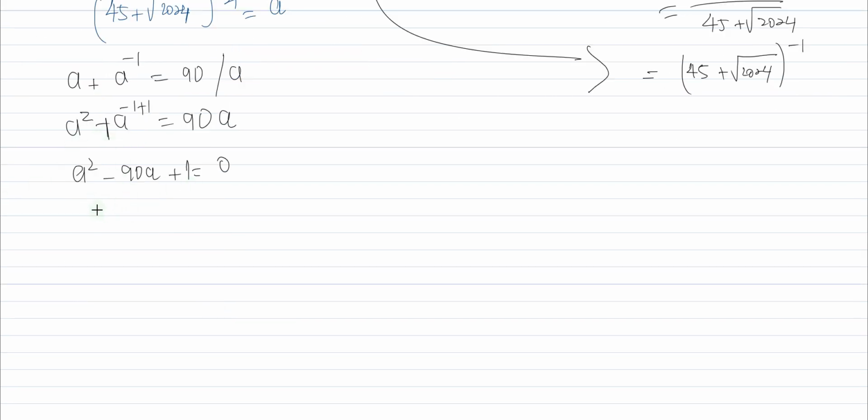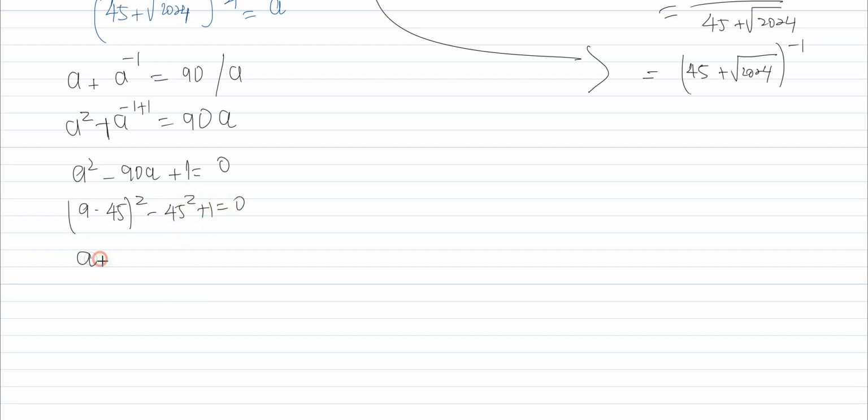So now to solve this, I'm going to complete this square. Completing the square, you just have to divide the value of b, which is 90, by 2. Half of 90 is 45, so I'm going to say (a - 45) squared, and I'm going to subtract the square of 45, which is minus 45 squared, plus 1, and then this is 0.